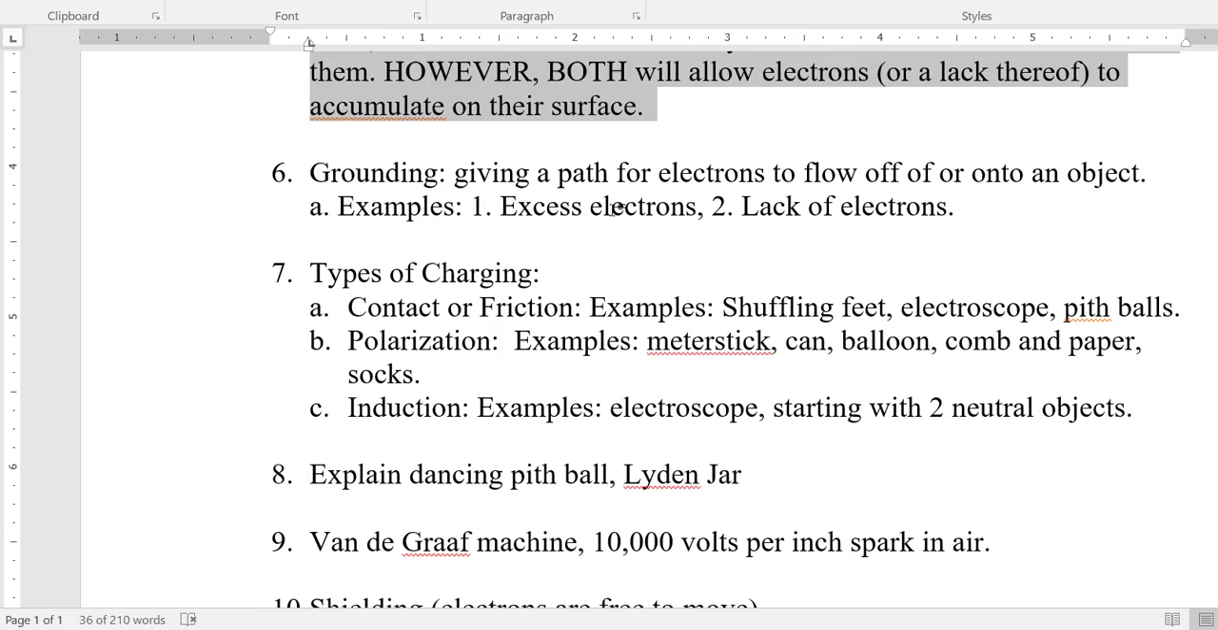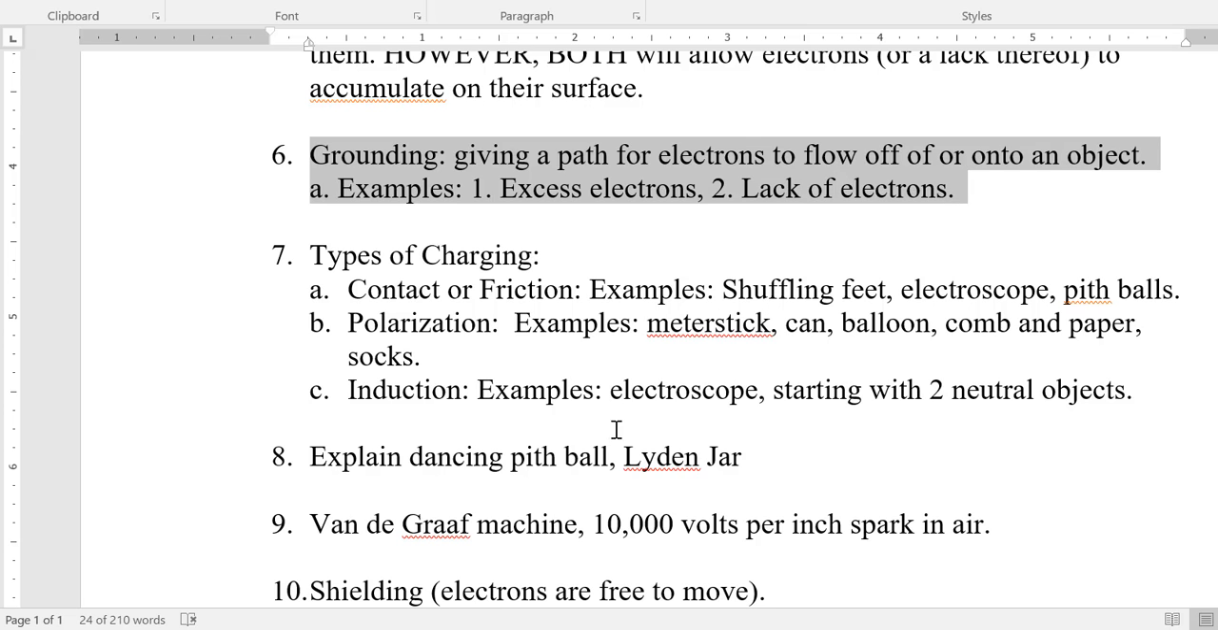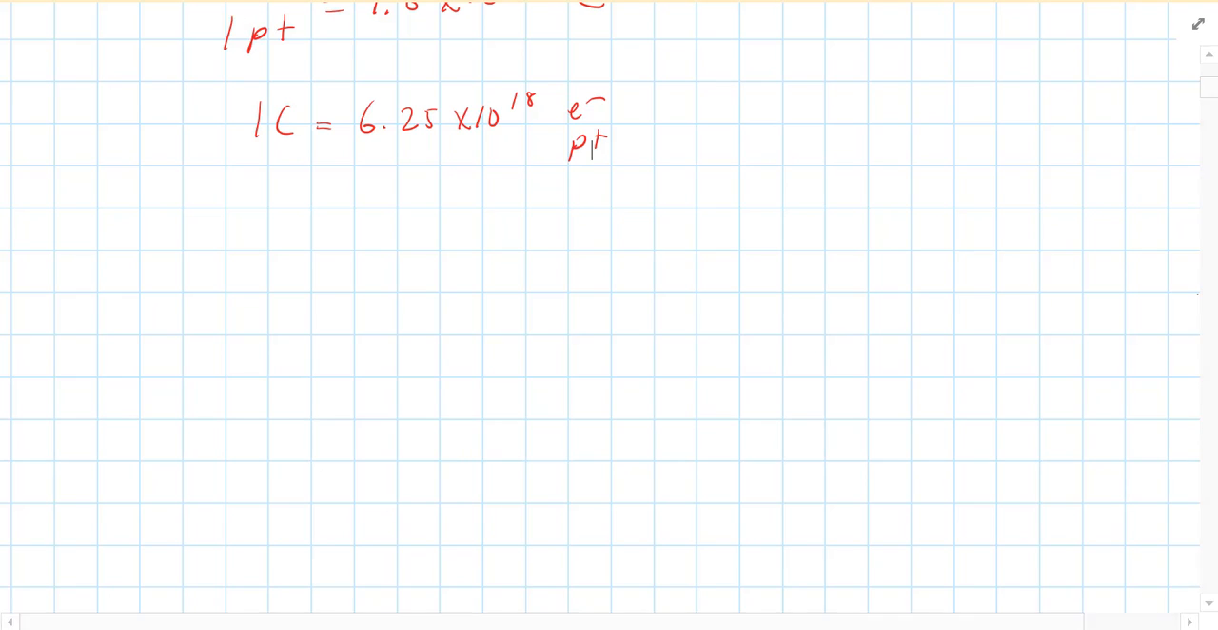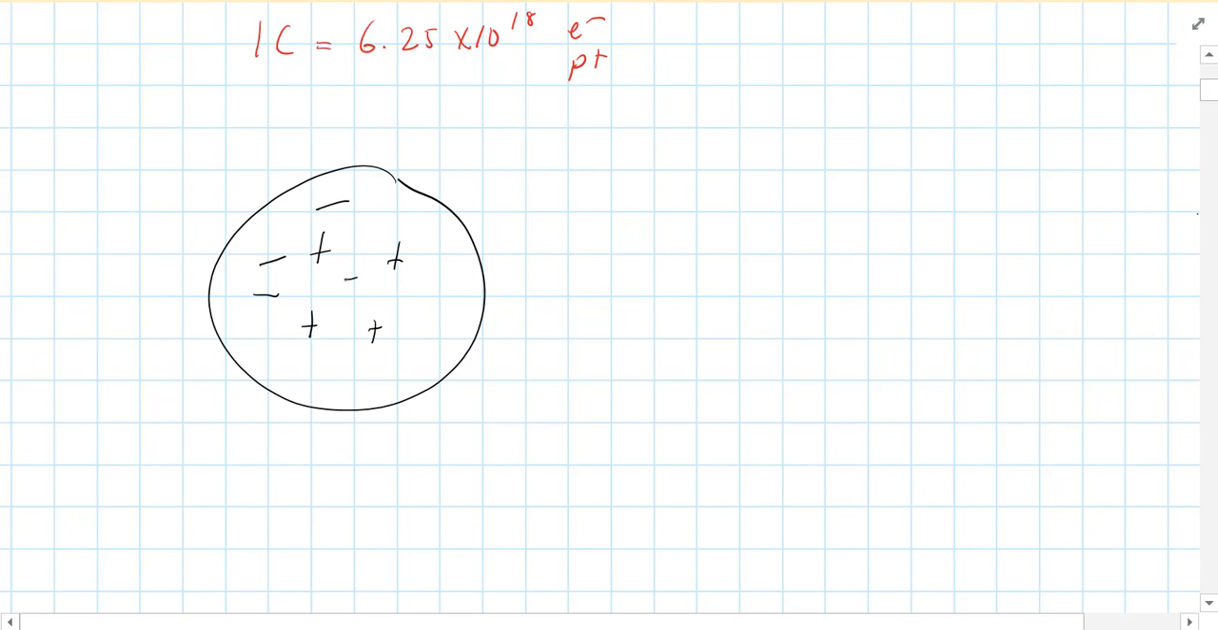Now, grounding. Here we're going to draw some pictures. So let's say I charge something up. When we say we charge it up, all that means is we've either added electrons to it and made it negative, or we've taken electrons away from it and made it positive. So let's say here's a balloon or something, and it's always going to have some positives, but let's say you added extra electrons. So let's say there's more electrons than protons.